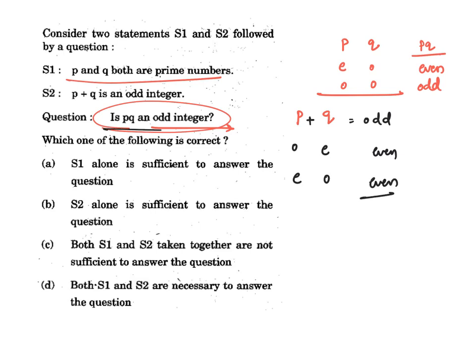Now he is asking you whether PQ is an odd integer. But we know by using the second statement, PQ is definitely an even integer. So you can answer by using statement 2. Statement 2 alone is sufficient to answer the question. You don't need the first statement, because if you take the first statement, you're getting 2 options. But if you use the second statement, you can answer that.